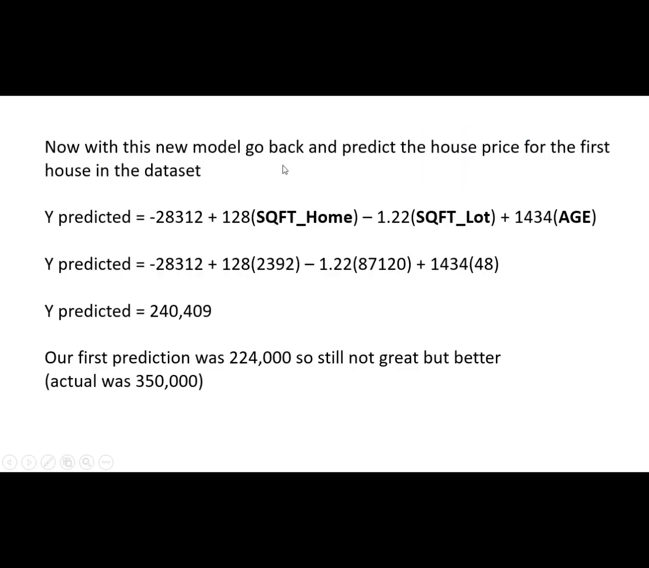With this new model, go back to that very first house and try to predict the house price for the first house in the data set. Using the new values, we plug it in and we see that our house price is $240,000. Our first prediction was $224,000, so we're higher, but we're not close to where the actual price was. We're only explaining 33% of the variation that's out there.